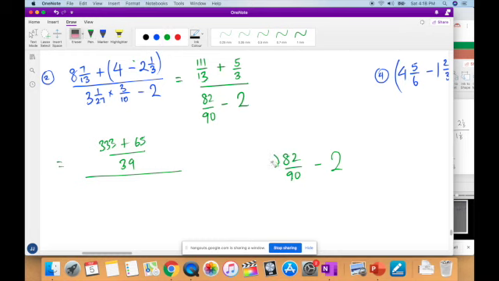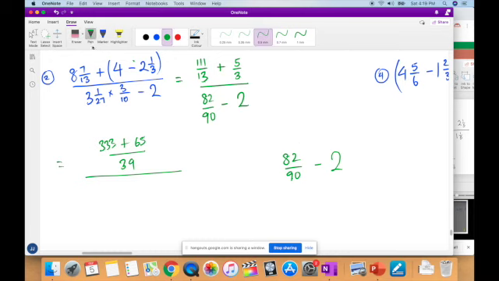Absolutely it is. And a proper fraction is always less than 1, isn't it? Mm-hmm. So imagine this was 90 over 90. That would be 1 minus 2. Isn't that a negative? Yeah. Well, this is even less than 1, isn't it? So your answer is going to become negative. Obviously 2 is larger, right?